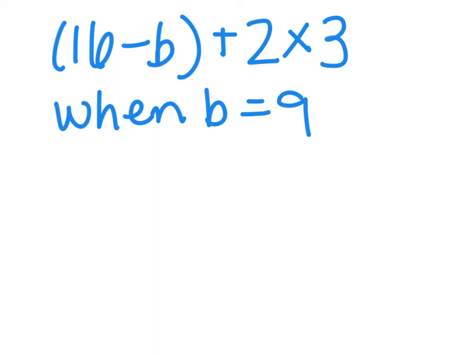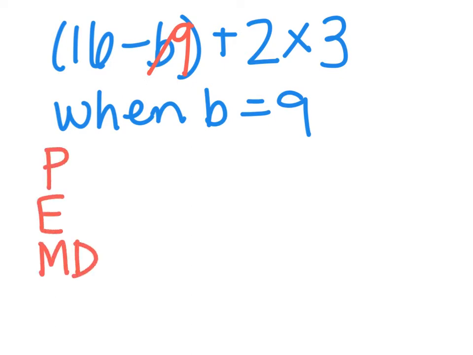Okay, sometimes you'll get a problem with a variable in it, an algebraic expression, but they may tell you what that variable equals. So in this case, b equals 9. So I just like to cross out the b and place what it equals right there in its spot. So now we can solve this using the order of operations. Please excuse my dear Aunt Sally.